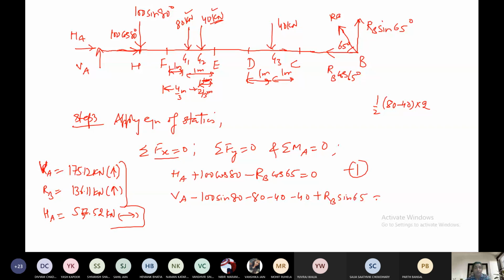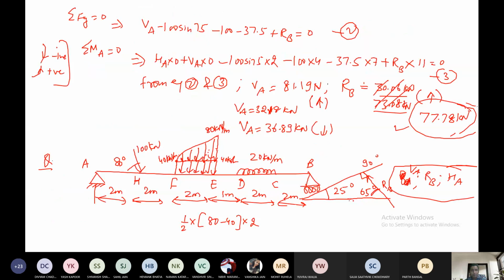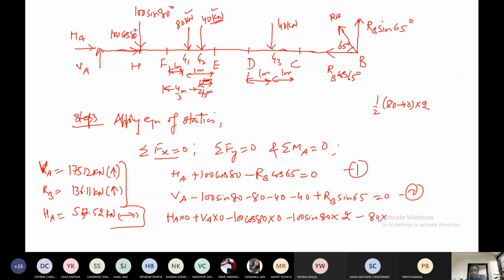And after that the moment equation. If you go for that, HA and VA will be 0, then 100 cos 80 will again be 0, then minus 100 sin 80 into distance, which is 2 meters. Then again minus 80 into distance, which is 2.415, minus 80 into 5.